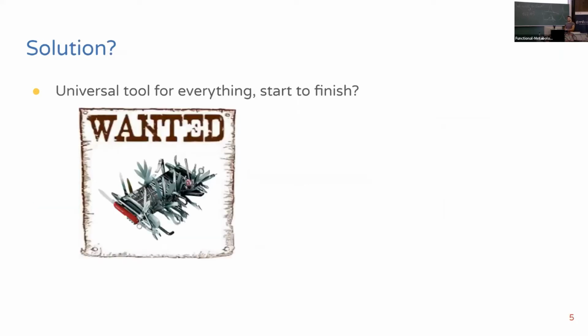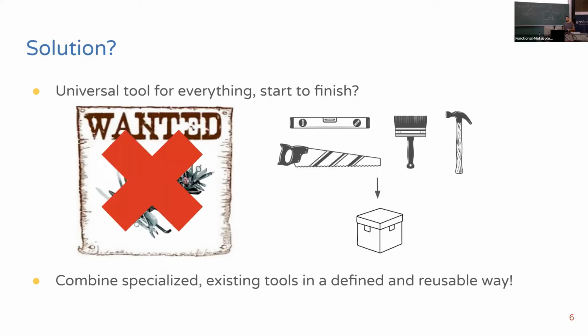So what's the solution? We have seen a Swiss Army knife before in the talk. This one is a bit larger. So what could be the solution? A universal tool that can do it all, start to finish? I don't think so. It would be very complex and most likely not very easy to use. So I would rather pick the tools specifically that are required for my workflow and put them in a box, in a container that I can easily share and reuse.